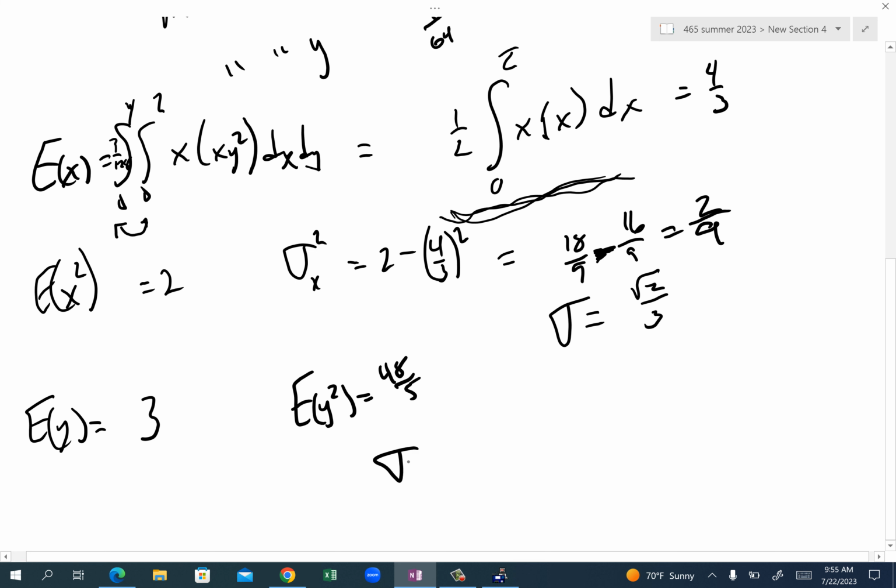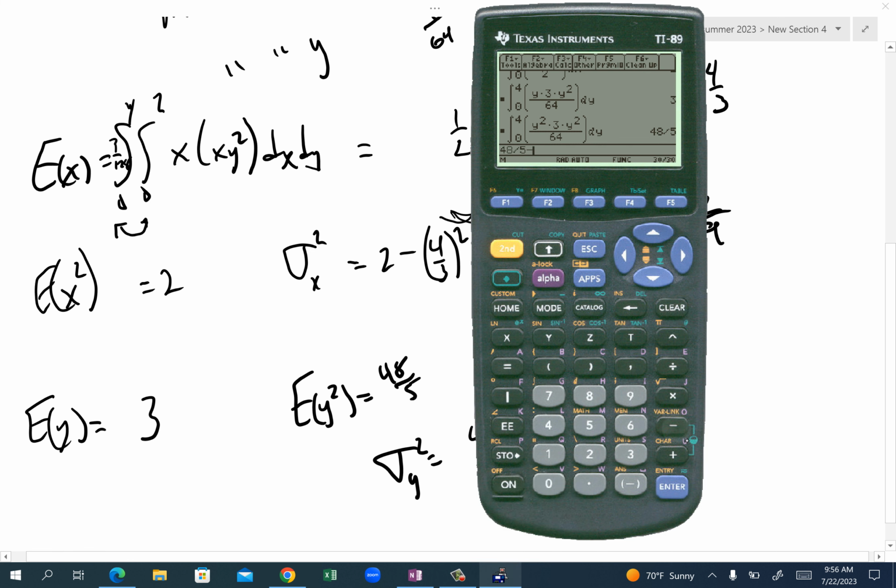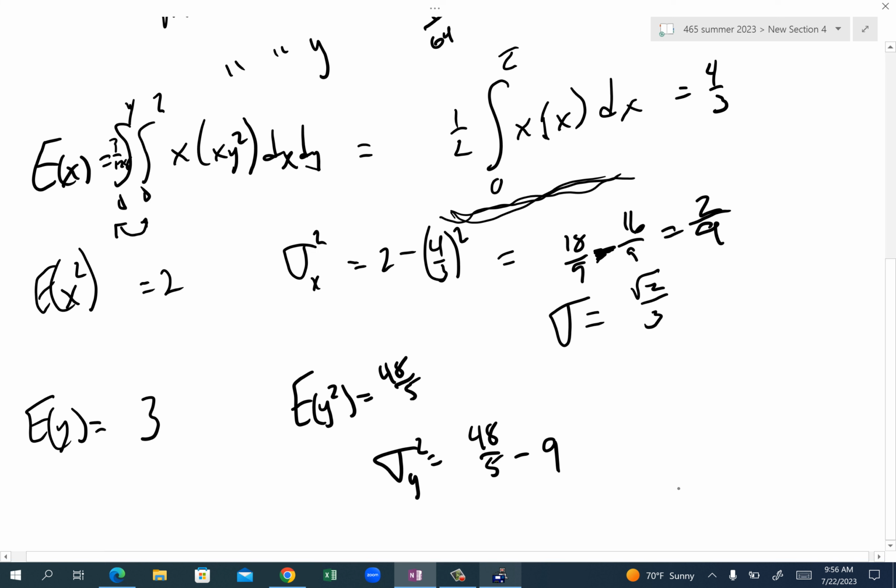So the variance of y is equal to 48/5 minus 9. It's y squared, and so 48/5 minus 9 is 3/5. Isn't that sweet? Nice. All right, things like this.